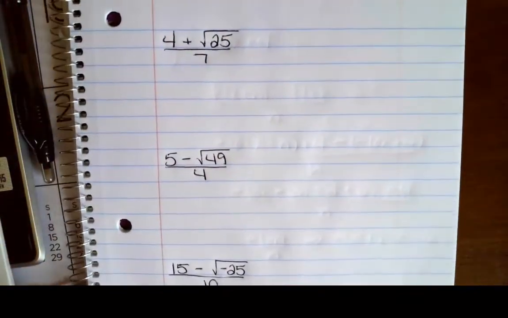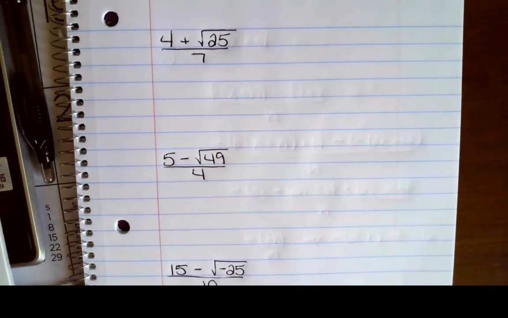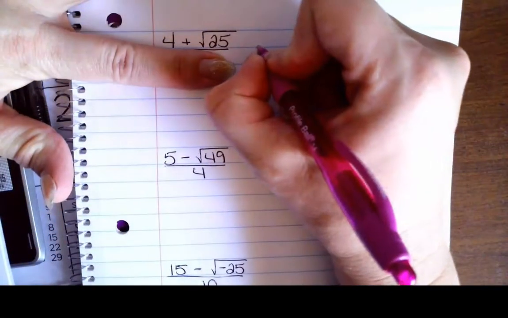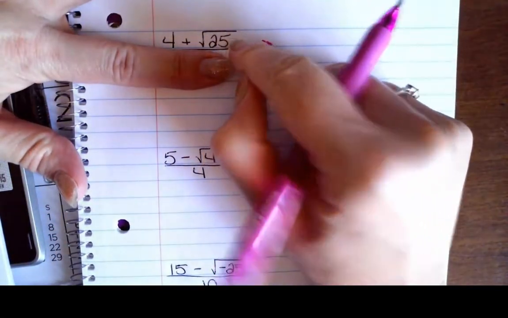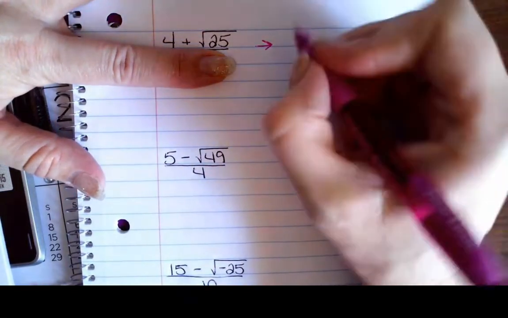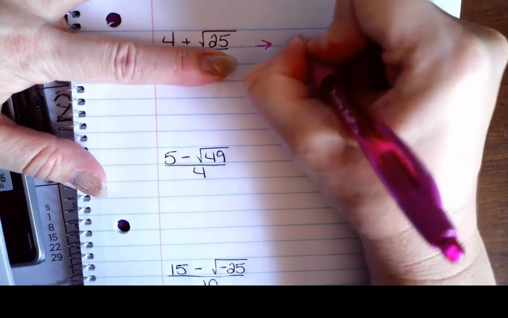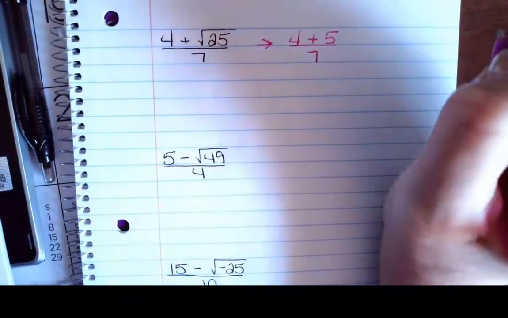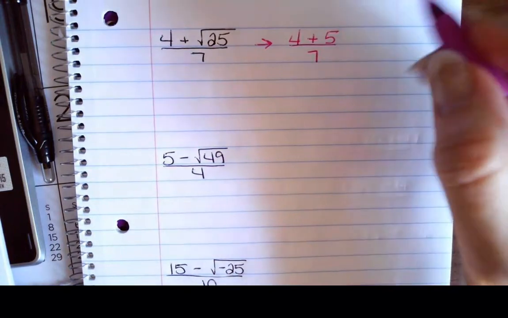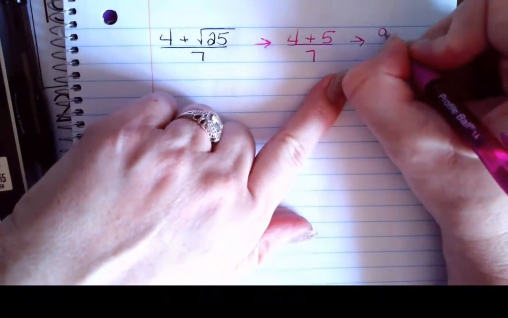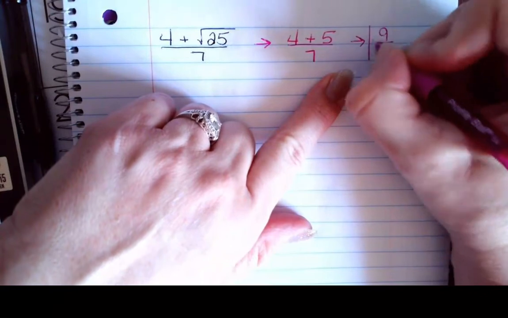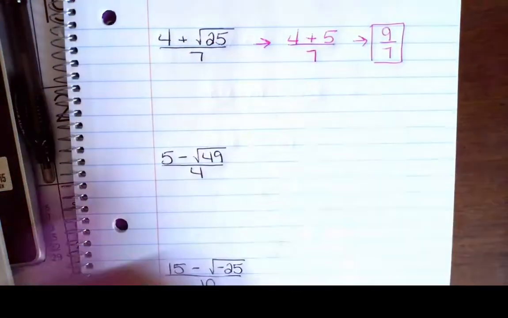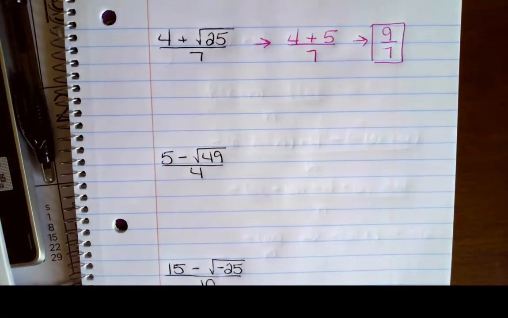So let's make it a little bit harder. I have 4 plus the square root of 25, all over 7. I would like to do as much as I can, so I'm going to look at the numerator first. What is something I know how to do? Well, I happen to know that the square root of 25 is 5. So I've got 4 plus 5 over 7. What else do I know? I know that 4 plus 5 is 9. So I have 9 over 7, and that is already an improper fraction that is reduced, so I'm going to leave it that way. Okay?